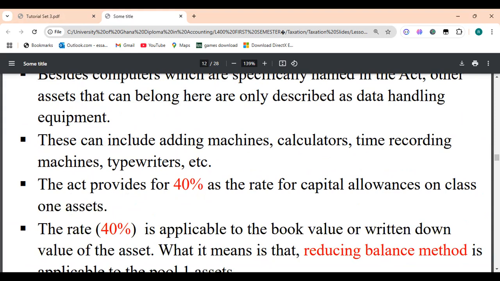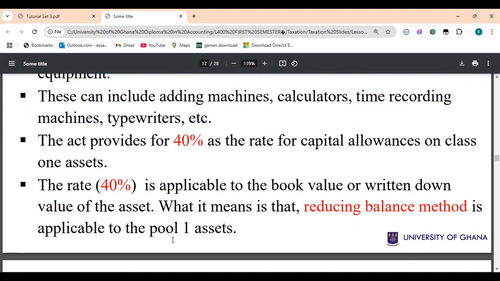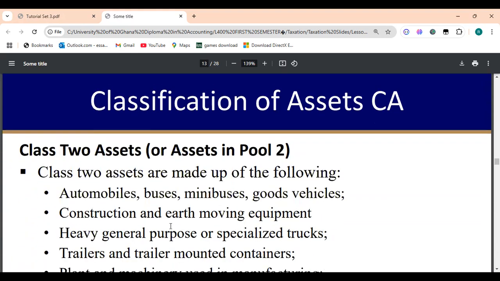The reducing balance method. Remember, in the reducing balance method, cost minus depreciation gives us our net book value, and the net book value is what we apply the percentage on. So here too, our cost minus our capital allowance gets us our written down value. That's basically the same thing, which is applicable to pool 1. Let's go to pool 2.